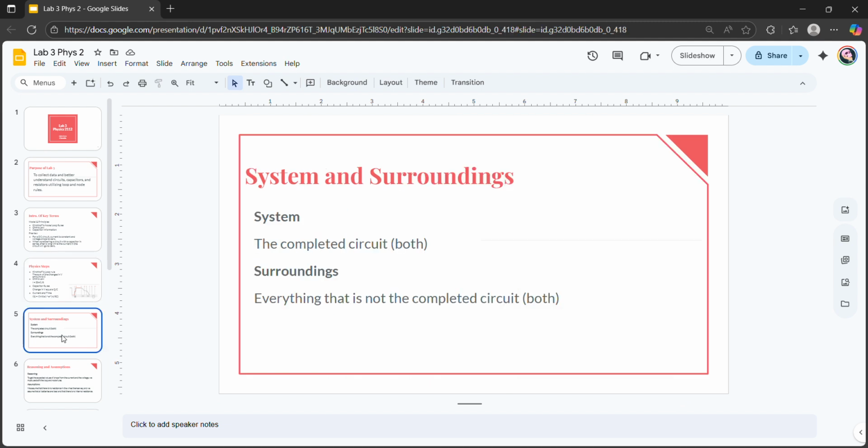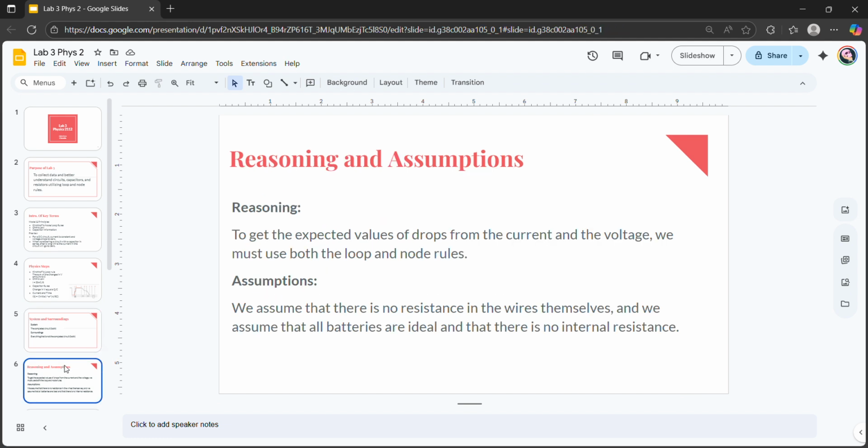Alright, systems and surroundings. For both parts of this lab, the system is the completed circuit, and the surroundings is everything that's not the completed circuit. Reasonings. To get the expected values of drops from the current voltage, we must use both the loop and node rules. The assumptions are that there's no resistance in the wires themselves for the calculation, and that all the batteries are ideal with no internal resistance.